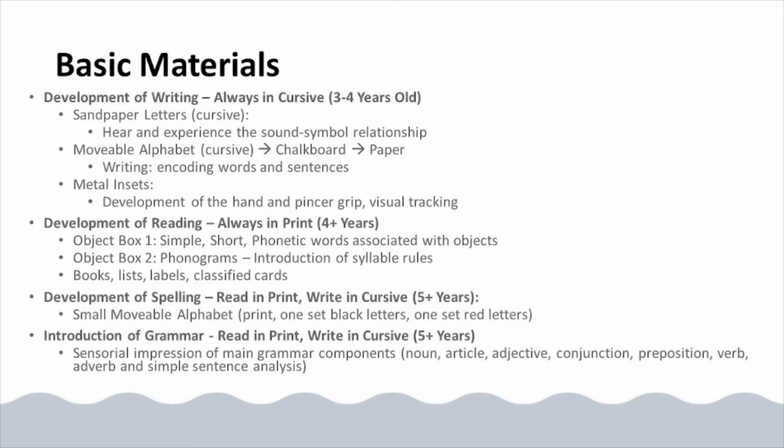And when we read, we always read in print. And in the Montessori environment, this happens around the age of 4 and up, really. And so when we talk about the development of reading in the Montessori environment, it starts with object box 1. We have these objects in a box and we want to label them. So there are objects I can hold in my hand and it'll be simple, short phonetic words associated with the object. So I'll write on a label, let's say bat.